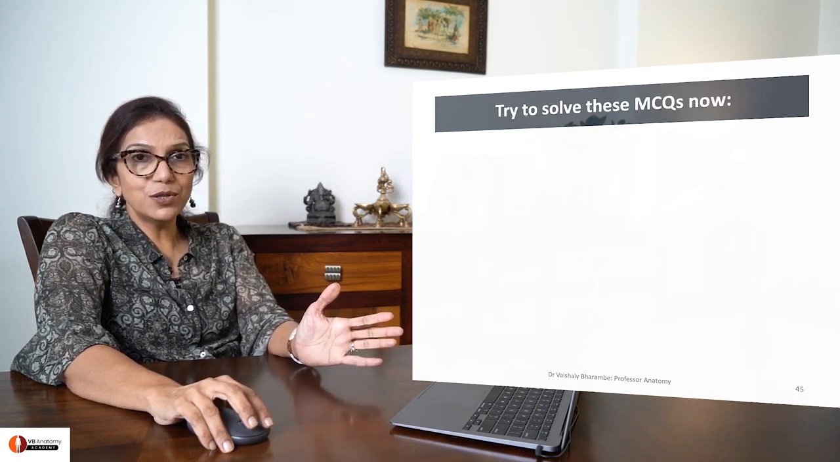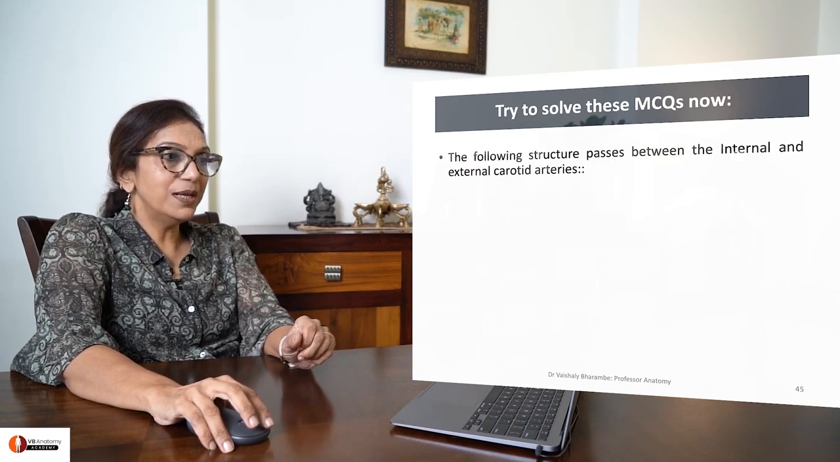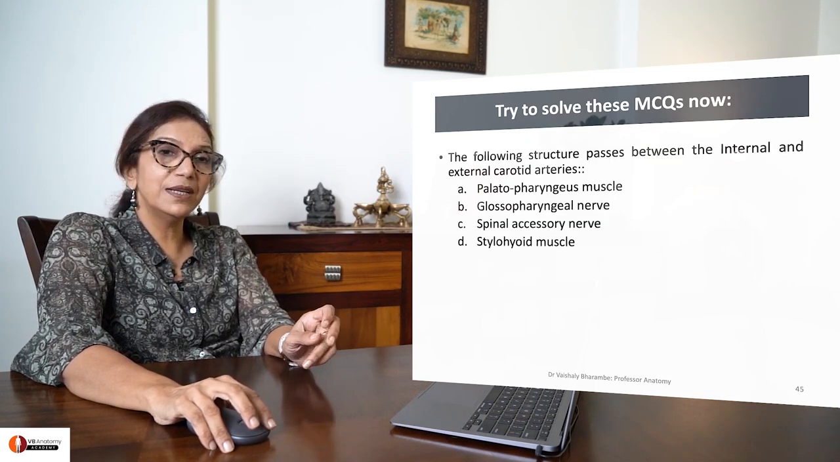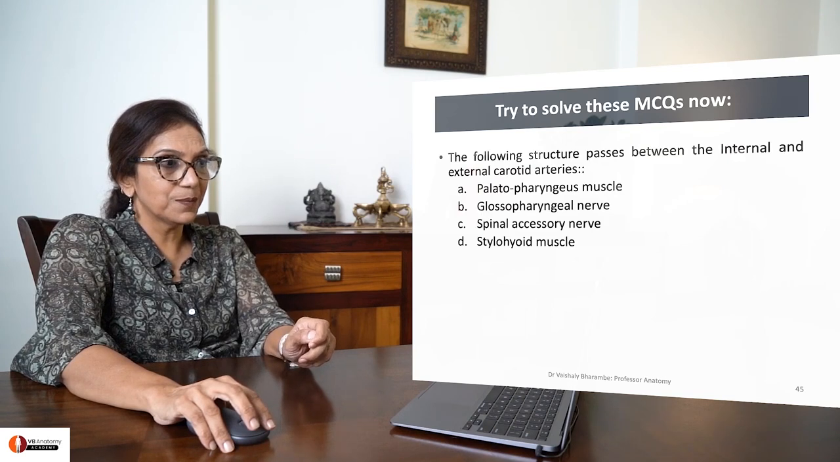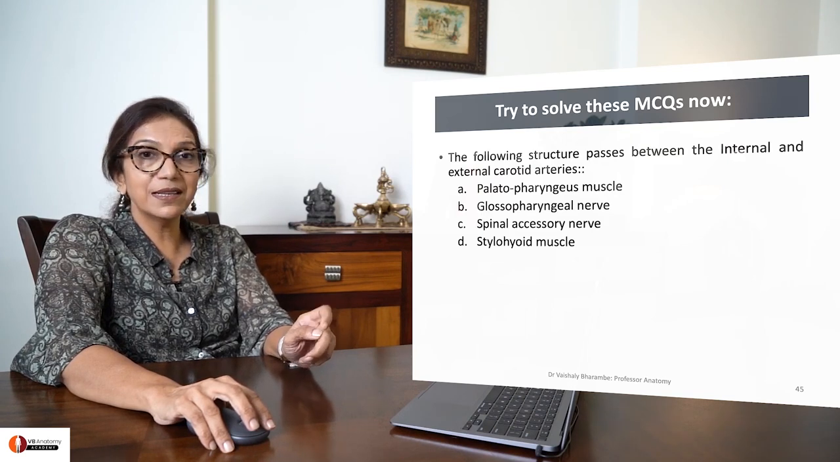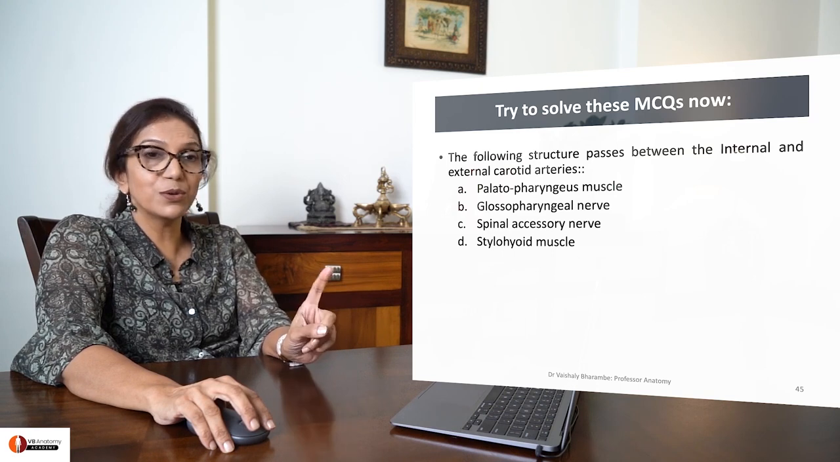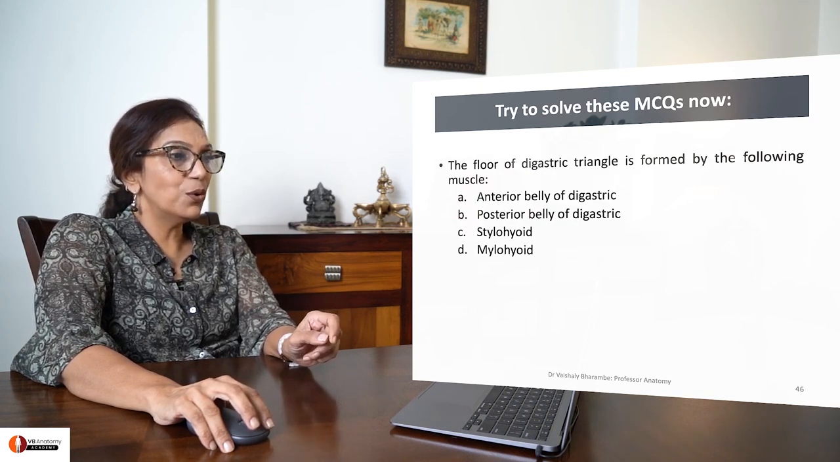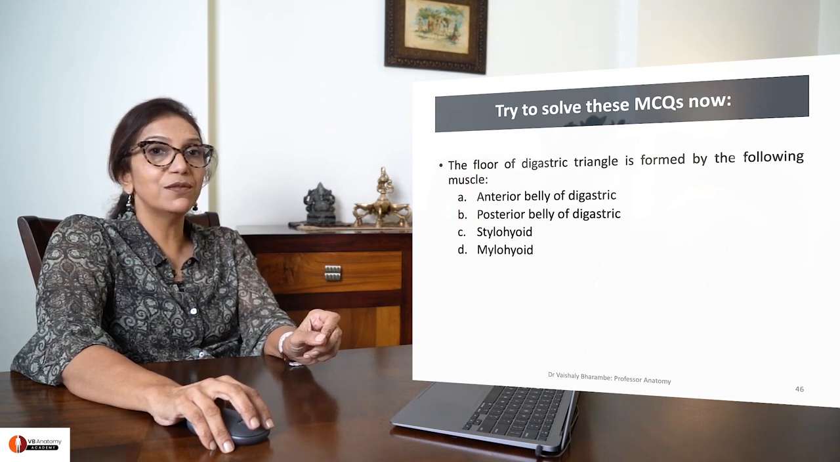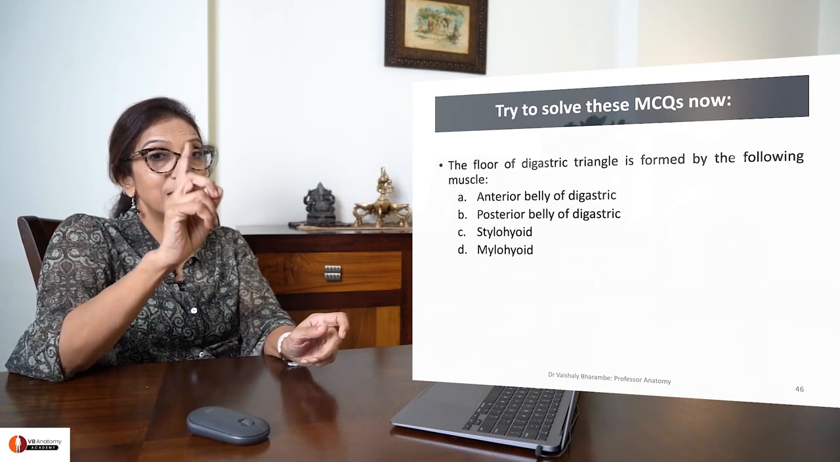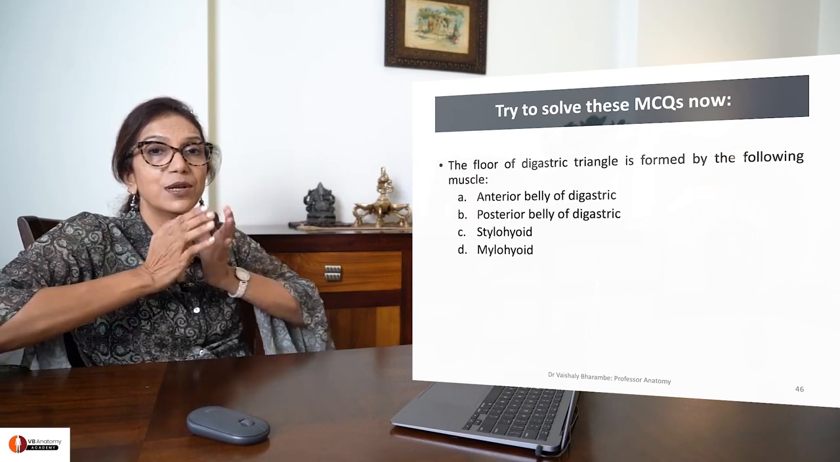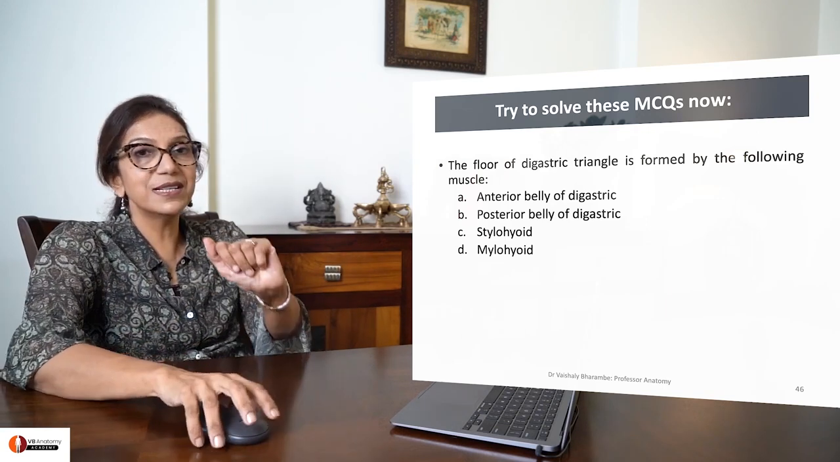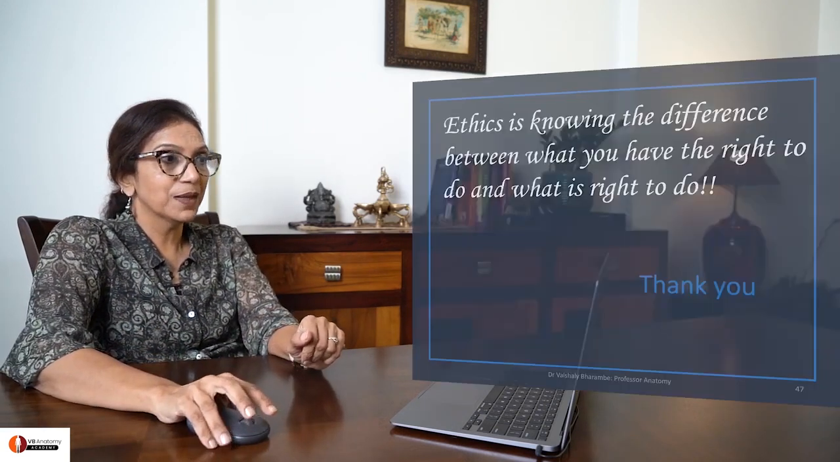So let's see if you can solve these MCQs now. Following structures passes between internal and external carotid artery. I think it's a very simple answer. You should be able to solve this. Okay. Let's go to the next question. The floor of digastric triangle is formed by the following muscle. See, remember the exercise, mylohyoid, hypoglossus, middle constrictor. Obviously, answer is mylohyoid. Right.